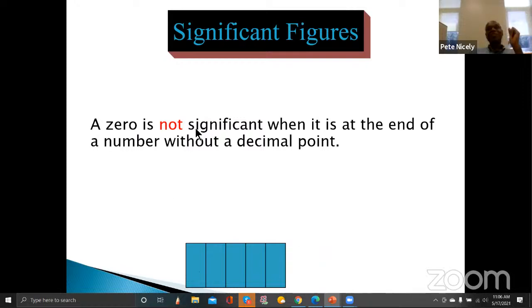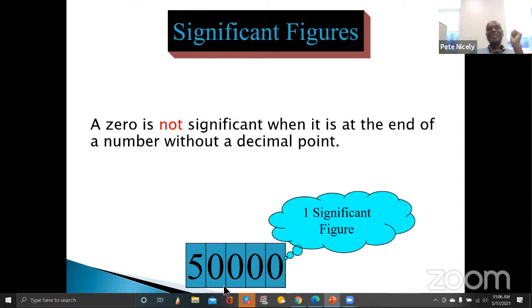Now here's another rule which deals with zeros at the end of a number where there's no decimal point. According to this rule, the 0 is not significant. So let's look at this example right here. There's no decimal point. We have 4 zeros at the end of this number. These zeros therefore are not significant. So there's only one significant digit represented here, and that would be the 5.